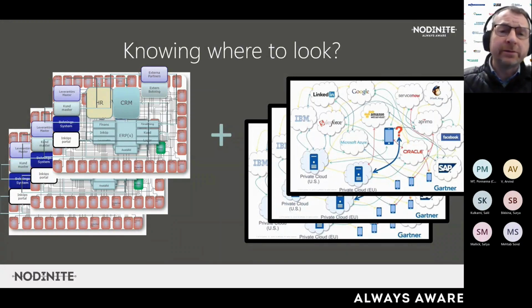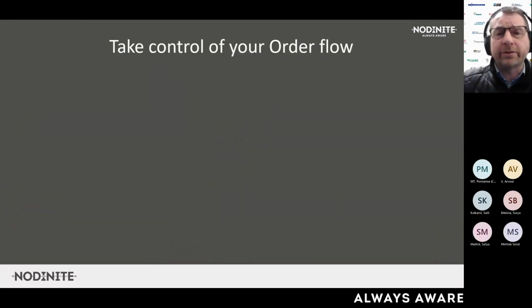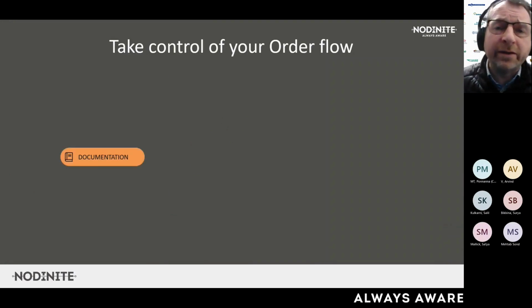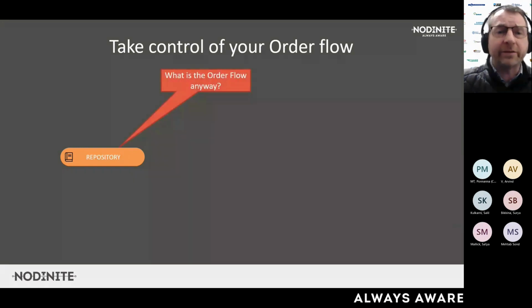So in order to take control of your information flows, in this case an order flow, let's start with the most important thing you can have. You didn't ask for this, Salil, but I'm going to elaborate on it anyway, because I really feel that this is where Nodinite makes a difference. With Nodinite, you have a way to document stuff, and it's acting as a rewarding model. The more you input here, the more you will gain, and you will see that in my hands-on demo here today.